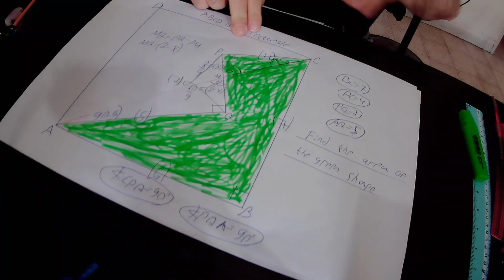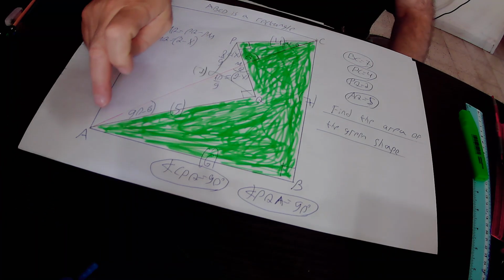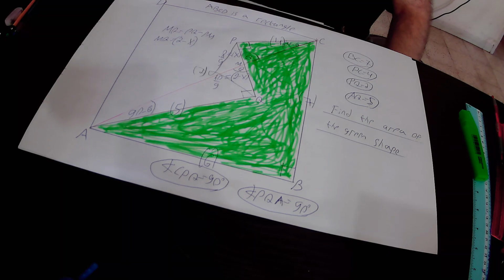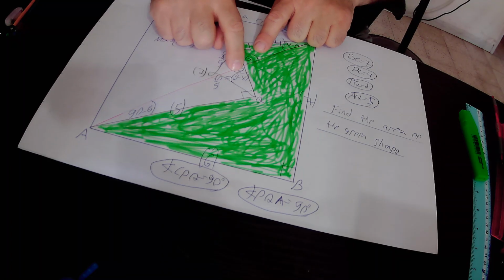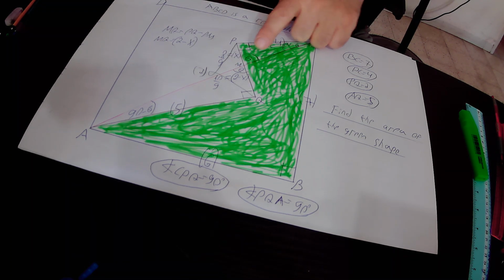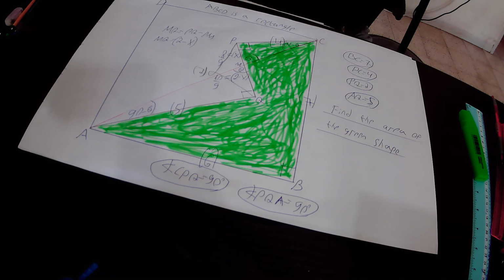The next step, we focus on this right triangle AQM. But before that, by doing this construction, we created two vertical angles, and we know that vertical angles are equal to each other. So if this angle is theta, then this angle must also be equal to theta.